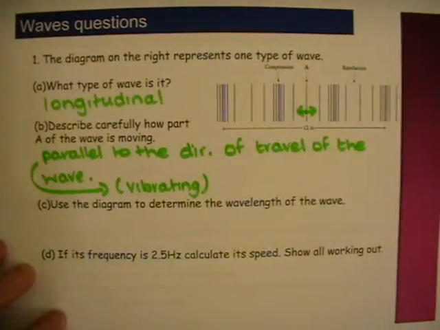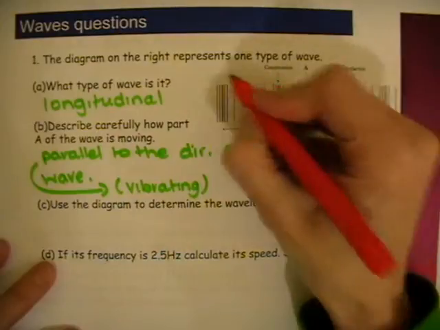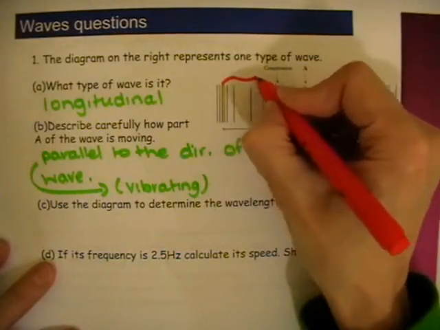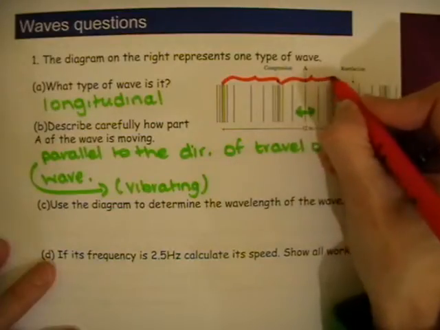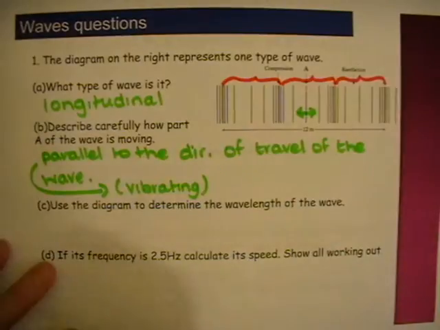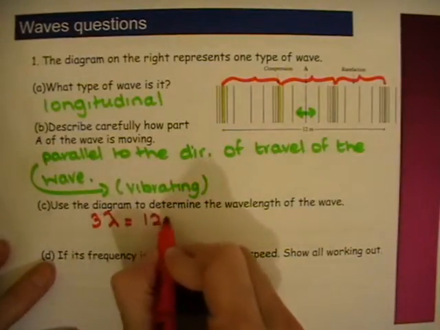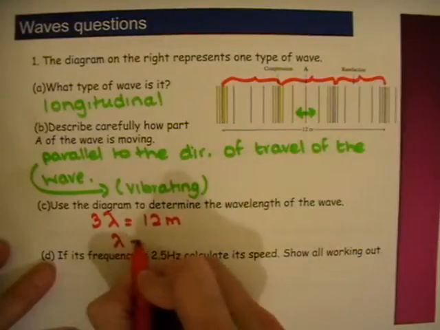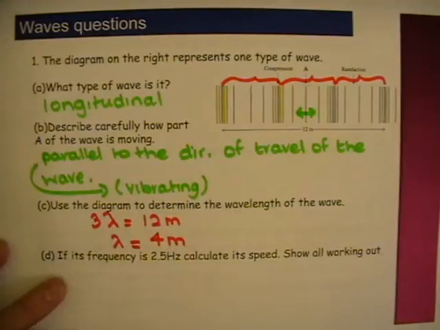Use the diagram to determine the wavelength of the wave. Now, if you remember, the wavelength of a longitudinal wave is from one point in one wave to exactly the same point in the next. So it's from the middle of a compression to the middle of the next one. If we count how many of those we have, there's 1, 2, 3. So there's 3 wavelengths. So 3 lambda is equal to 12 meters, and therefore lambda is equal to 12 divided by 3, which is 4 meters.